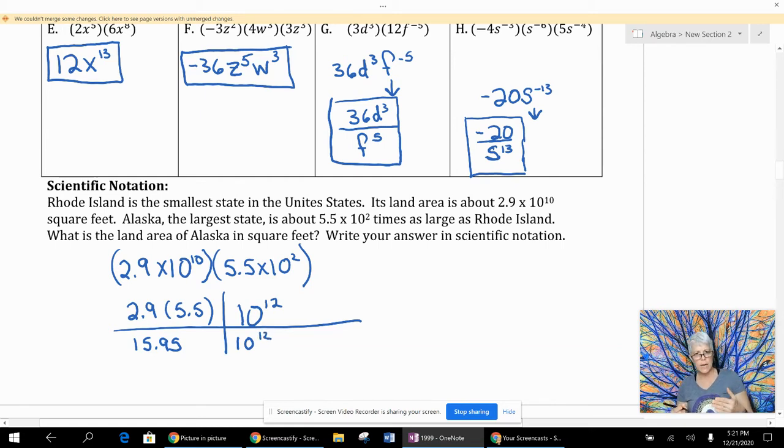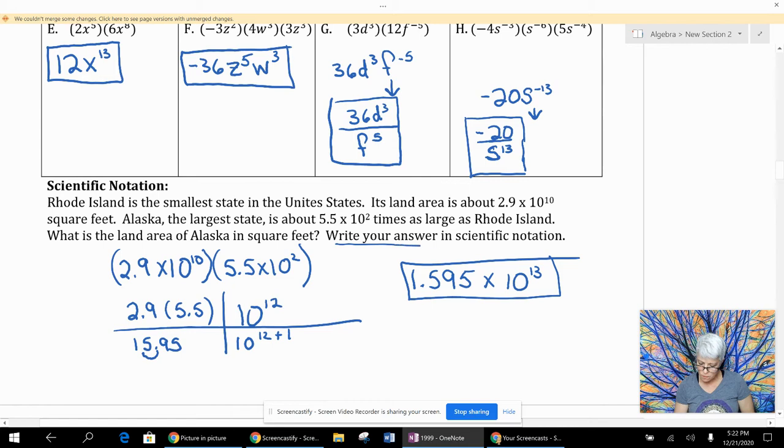But with scientific notation, that first number has to be between 1 and 10. So I'm going to move the decimal over because 15 is not between 1 and 10. I move this decimal over one place. But if I move that over one place, I have to add another power of 10, because I moved the decimal over once. It's like adding another power of 10. So my final answer ends up being 1.595 times 10 to the power of 13. Isn't that fun?